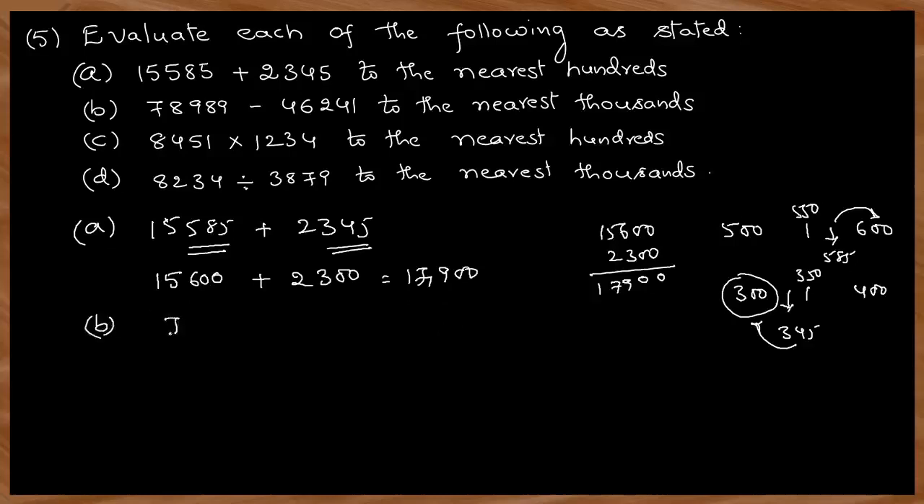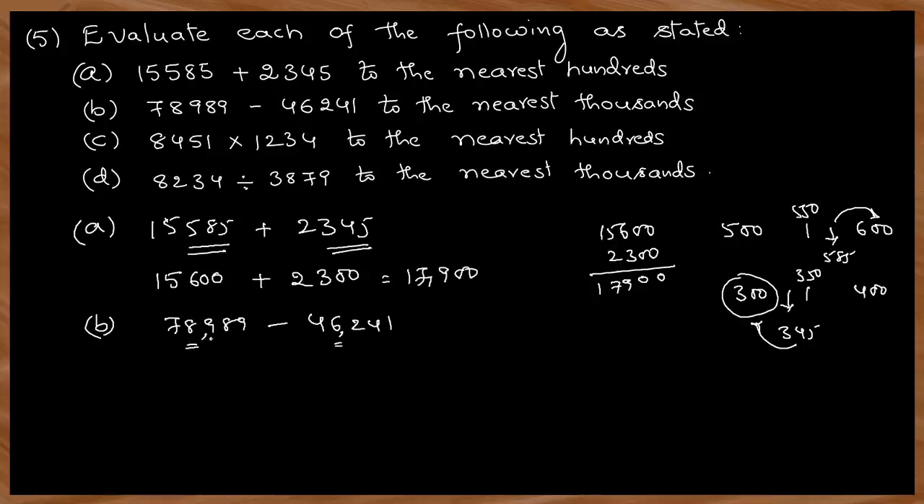B, which is 78,989 minus 46,241. He is asking for the nearest thousands. Remember here, nearest thousands. So nearest thousands means, what is the thousands place value here? This is 8,000. This is 6,000. Okay. So now I have to check this number.